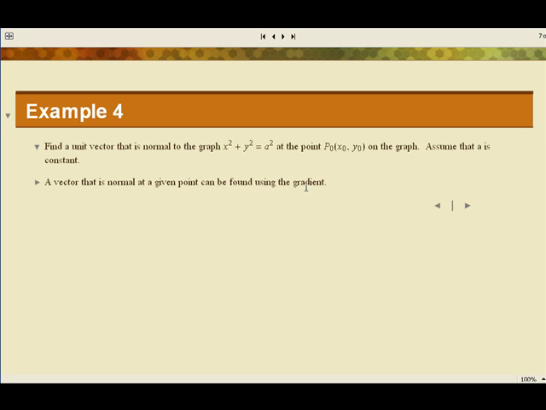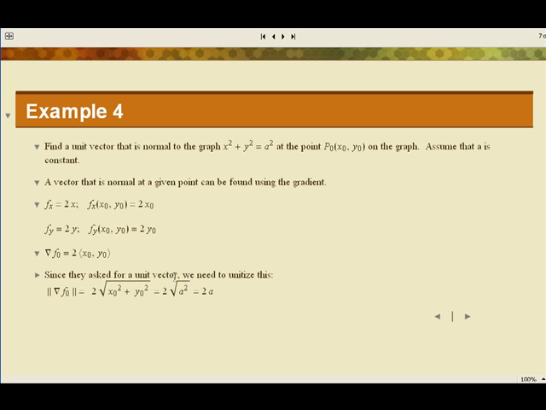So the normal is found using the gradient, and now we get f sub x and f sub y as my gradient components. f sub x is just going to be 2x. f sub y is just 2y, since the derivative of y squared gives me 2y. And so at the point (x naught, y naught), I don't know what that is, but I can just plug in x naught and y naught. So I get the partial with respect to x is 2x naught, and the partial with respect to y is 2y naught. There's the gradient. So the gradient at that point is 2 times (x naught, y naught).